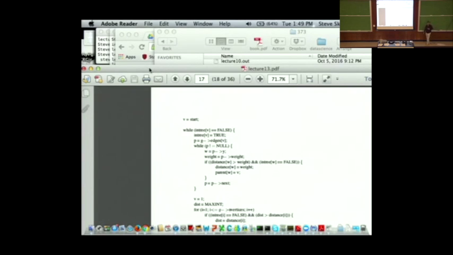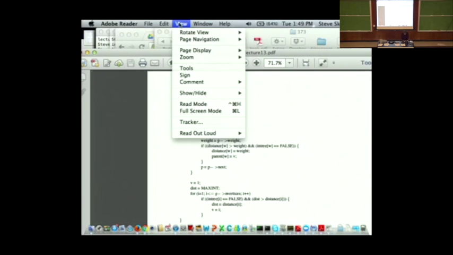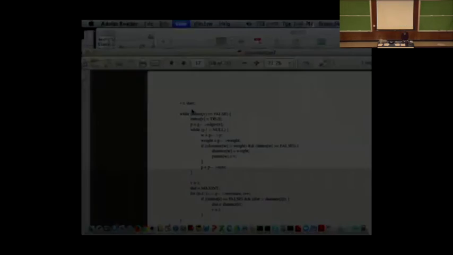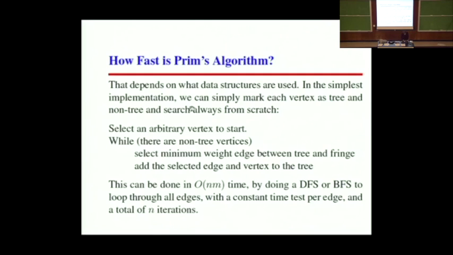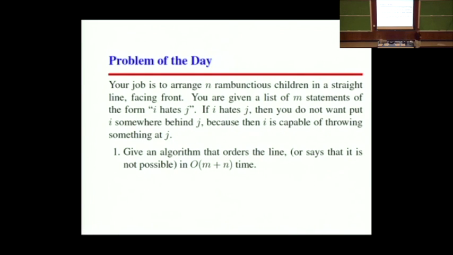Okay, good. So I wanted to talk today about view. Let's say view. Full screen mode, bang, boom. Let's hope, is this right? Yes, zoom.